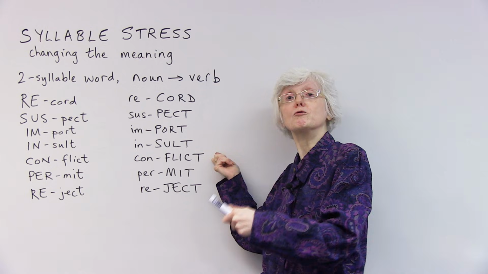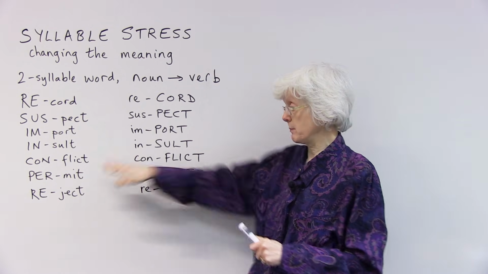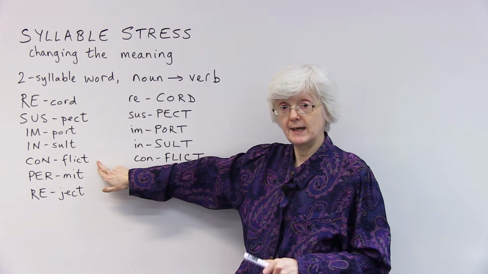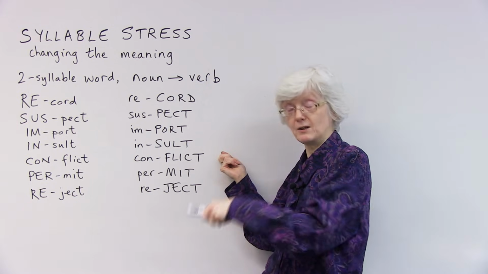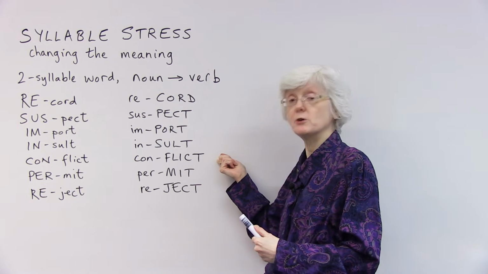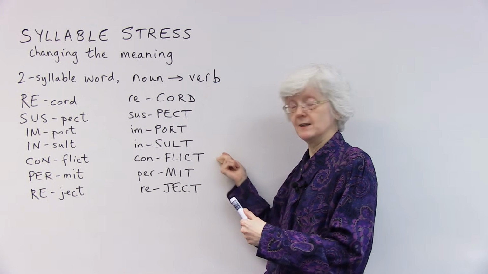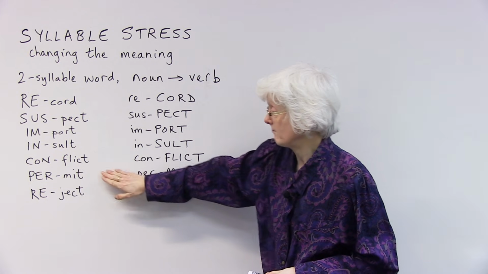But when people conflict, that's the verb, the action. So these people fighting in the street with their conflict, they were conflicting. So they were doing that action. They conflict. Right.